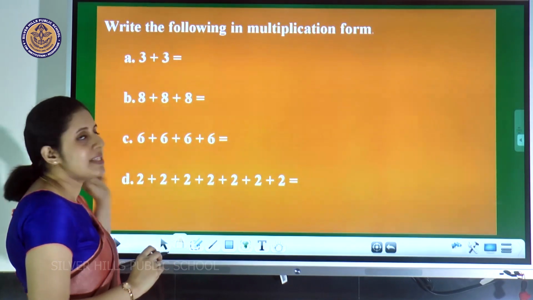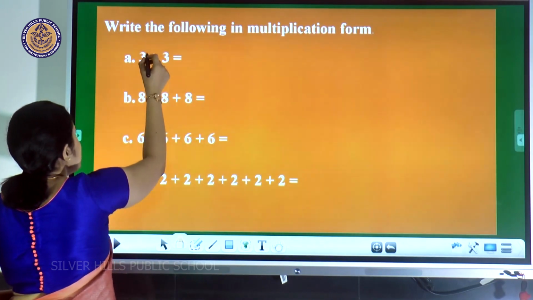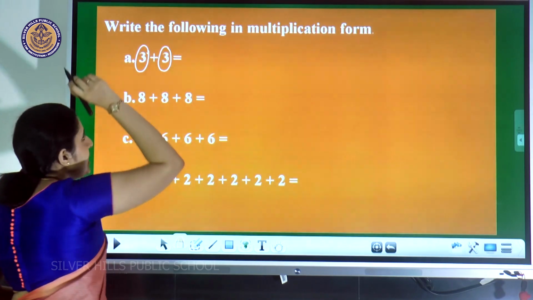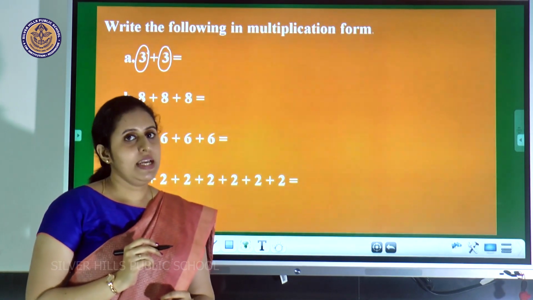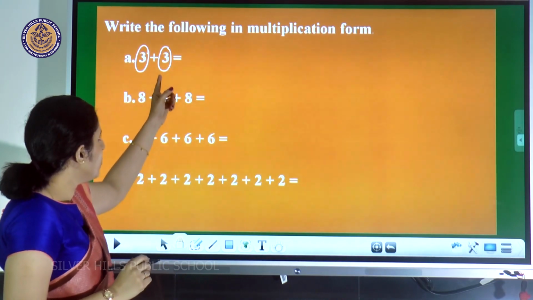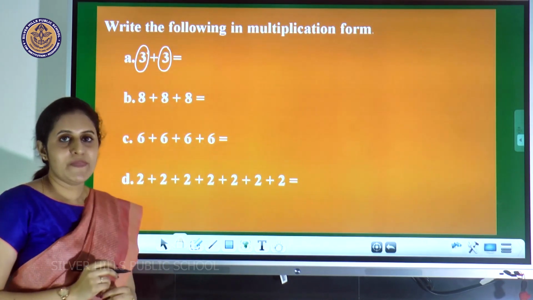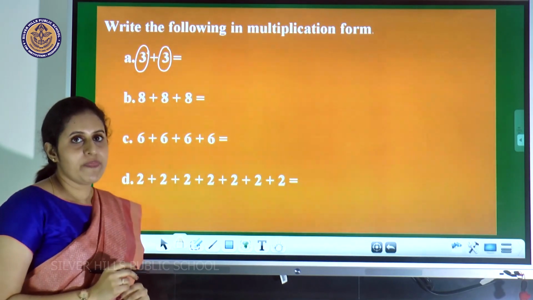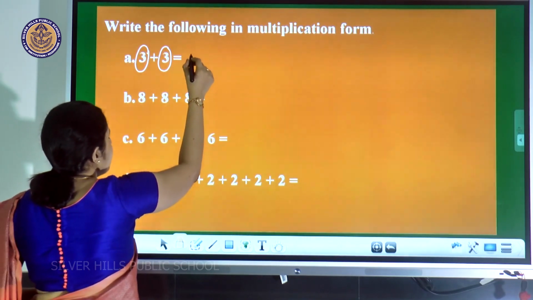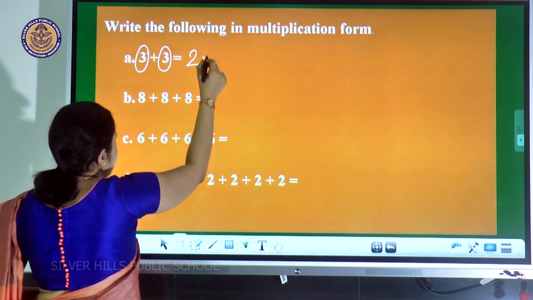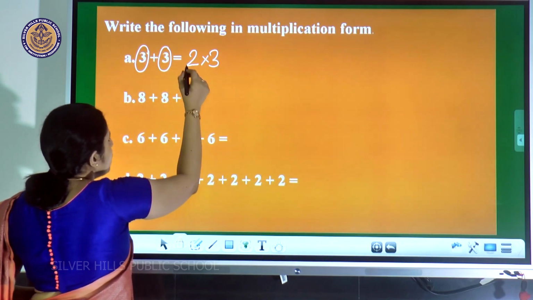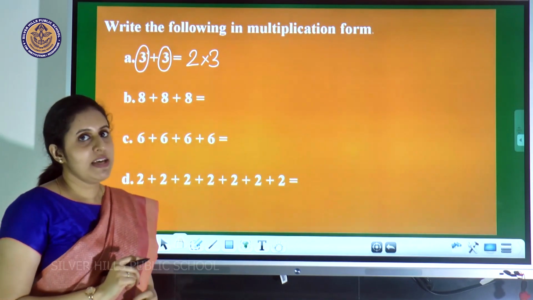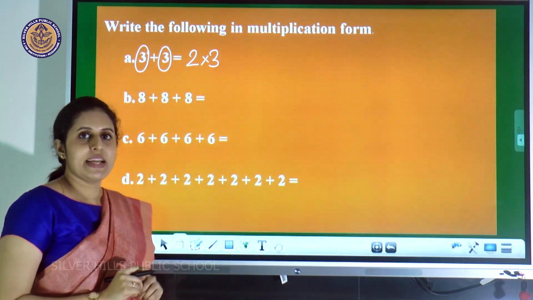3 plus 3. So, how do you solve this? This you can visualize or you can think of it like this. 2 groups, 3 in each, right? Yes. 2 groups, 3 in each. How do you write that in multiplication form? 2 groups, 2 times 3. See how many 3's were here? 2 times 3 were there. So, 2 times 3. Clear?